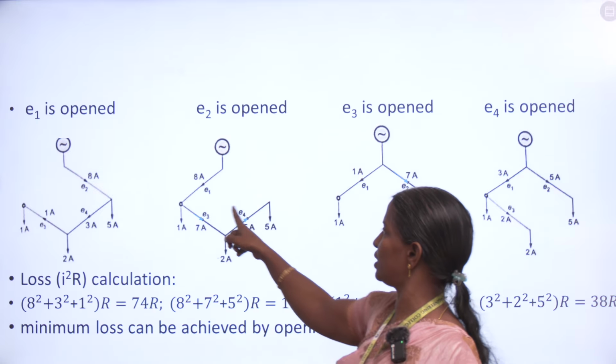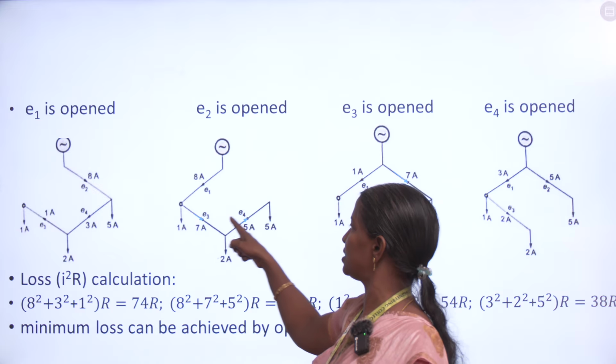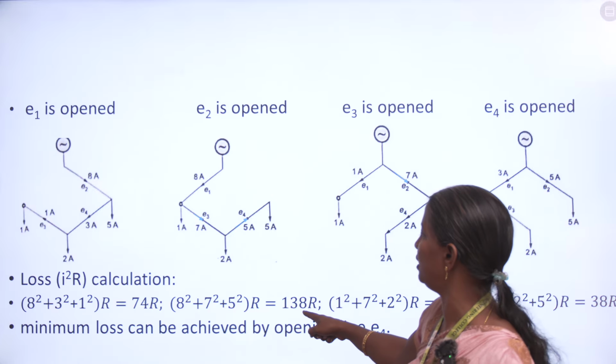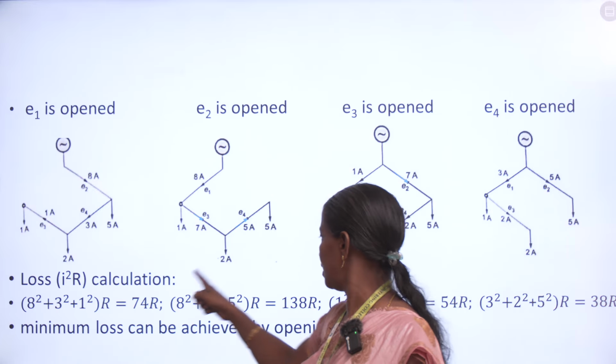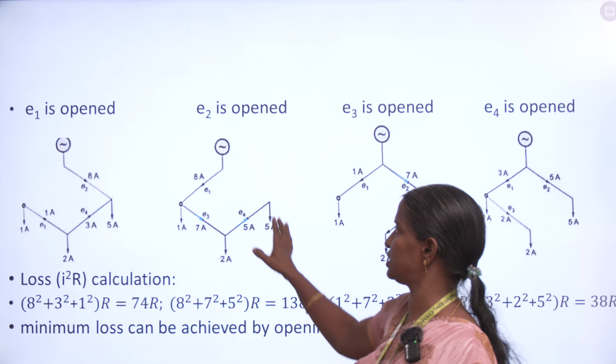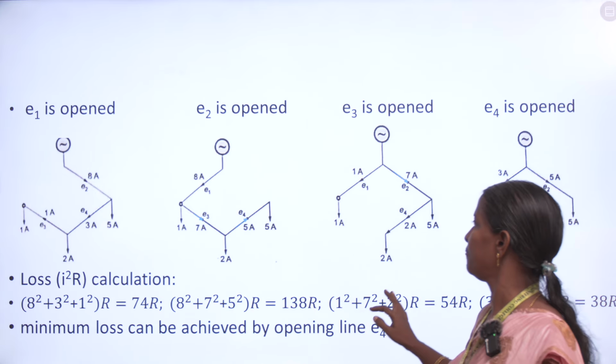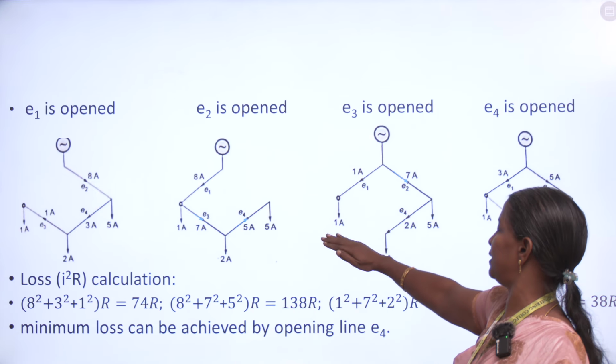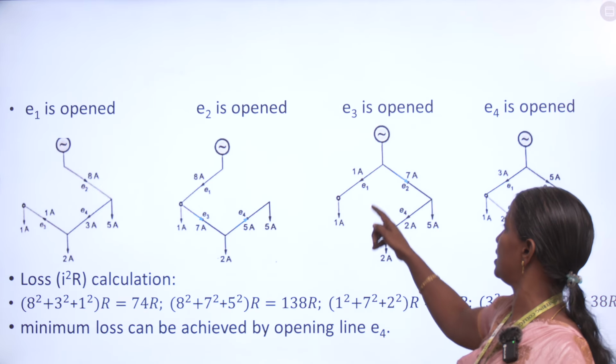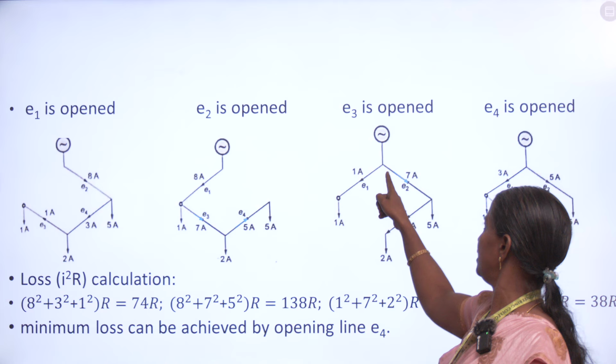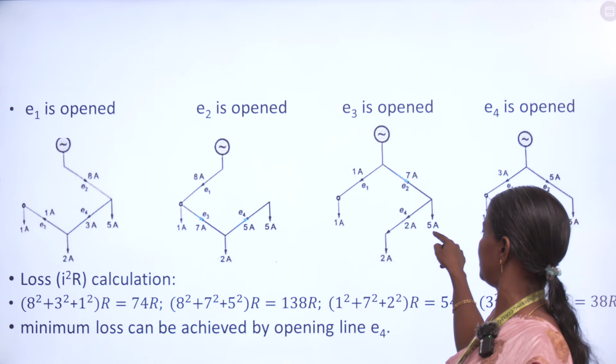So now what is the I square R loss? 8 square plus 7 square plus 5 square. That is, I am getting 138. When compared with this, it is having more loss, so it is not advisable. Next take the third one. If E3 is opened, this conductor has been removed, so I am getting 1 ampere here and then 7 amperes, and I am taking off 5 amperes here.